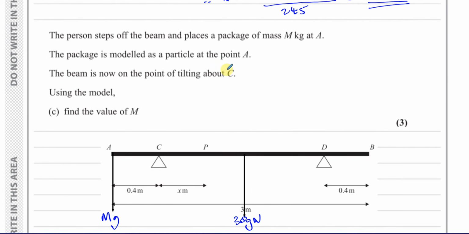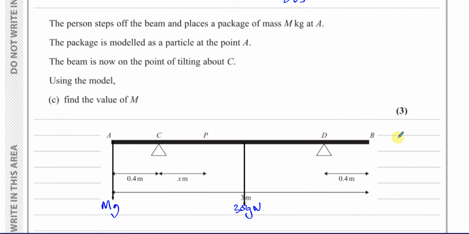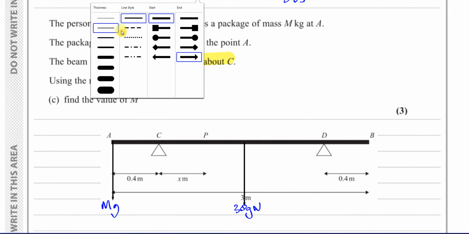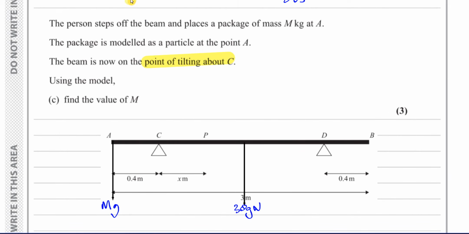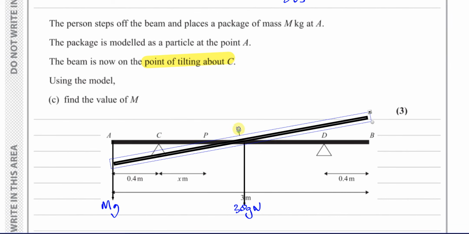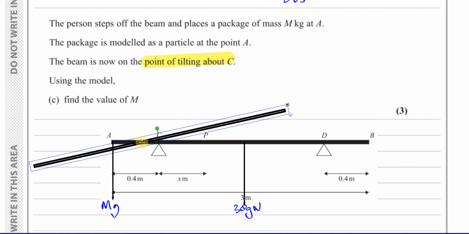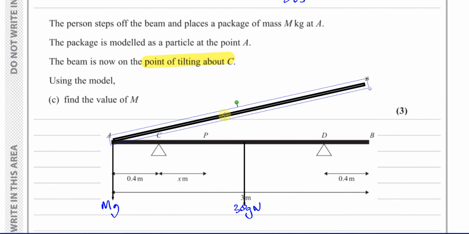It says here, the package is modeled as a particle at the point A. The beam is now on the point of tilting about C. Very typical type of question. On the point of tilting about C. Basically what it means is it's about to do this. Just imagine you have your beam. What's about to happen is it's about to do this, but over C. It can't do it from the center.